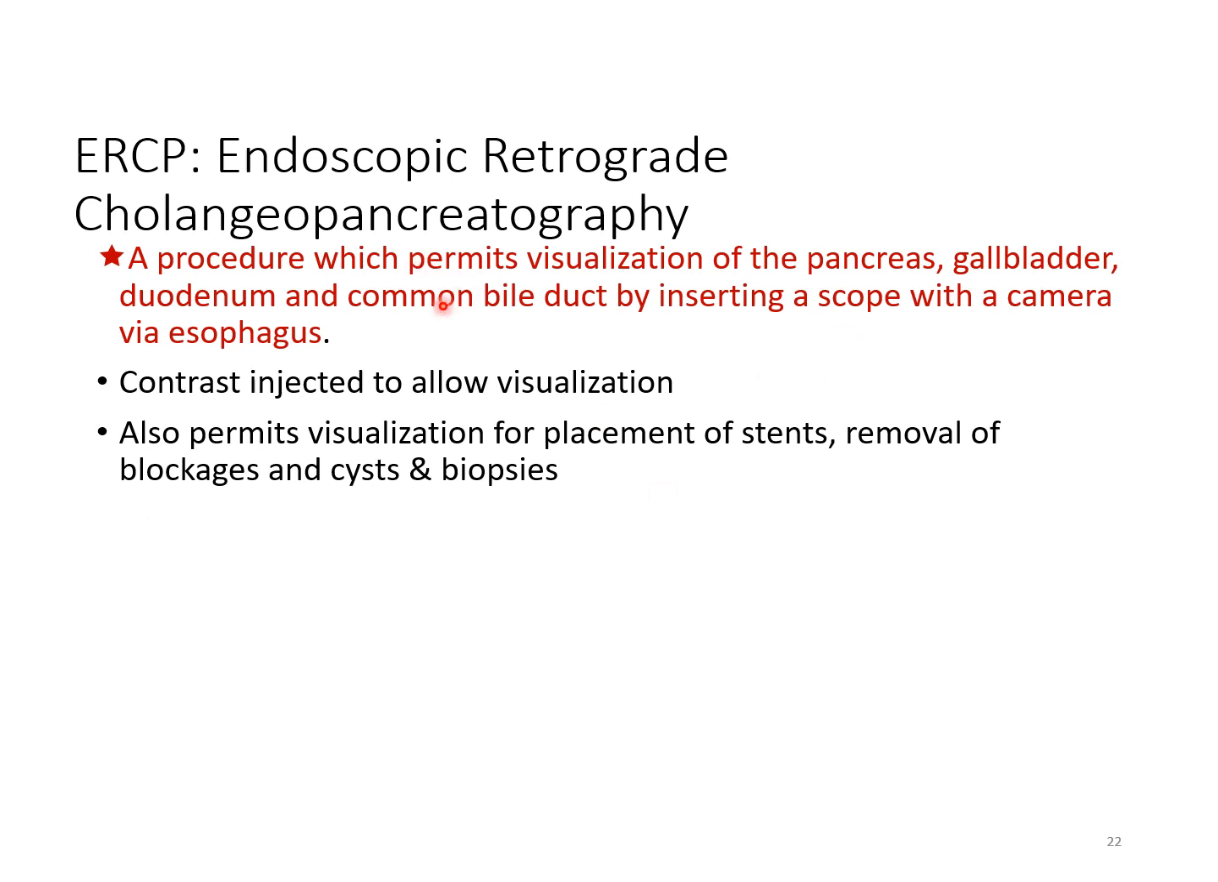All right, so ERCP, here is some extra information. Visualization of the pancreas, gallbladder, duodenum, common bile duct. You have the scope in the esophagus, and then contrast is injected to allow visualization. With this ERCP, you can also do placement of stents if needed, removal of blockages or even stones, cysts, and you can even do biopsies. So all of that can be done as well.